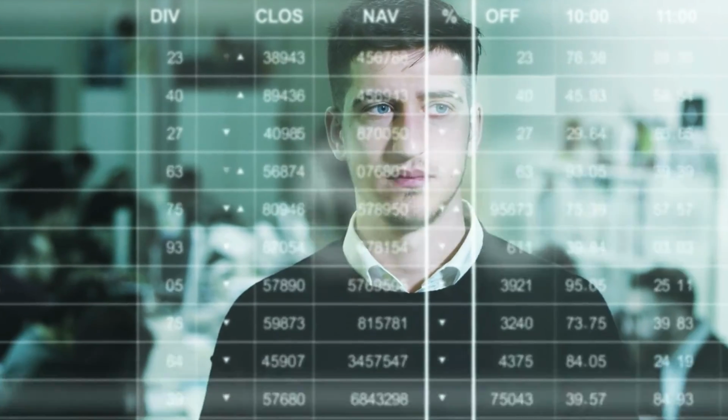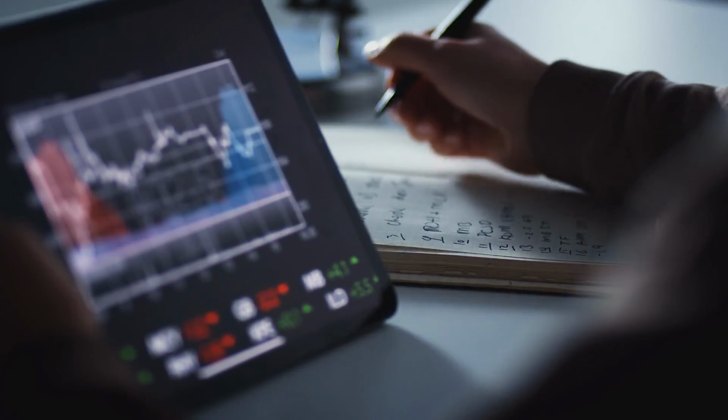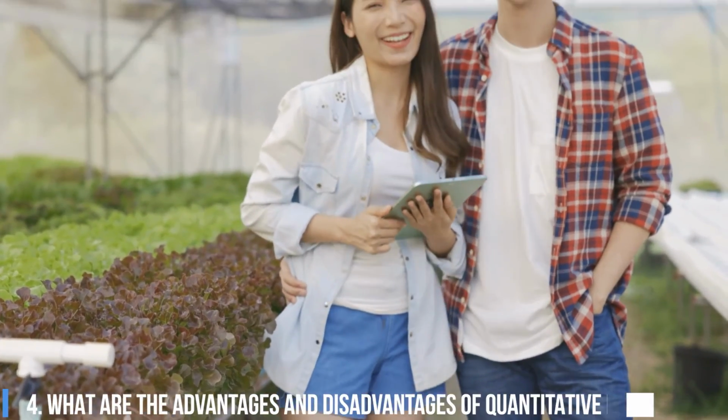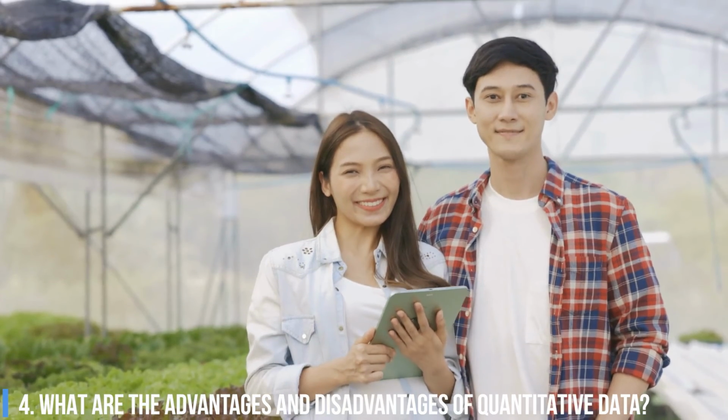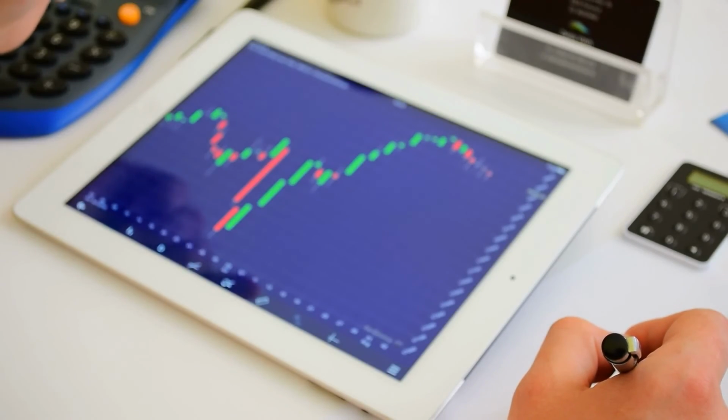As you can see, both provide immense value for any data collection and are key to truly finding answers and patterns. 4. What are the advantages and disadvantages of quantitative data? Each type of data set has its own pros and cons.